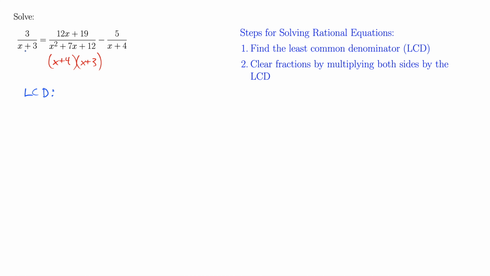The way we find that is we write our first one, x plus 3. Then we ask, what do we need to add to this so that we include everything in the next term? Well, we have our x plus 3, but we need to add in an x plus 4. So now we have an x plus 3 and an x plus 4. Now we move on to our next term, x plus 4. That's already included in the LCD, so we're good to go there. Thus, our LCD is x plus 3 times x plus 4.